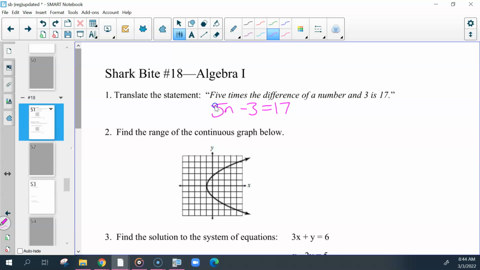Hold on. I'm going to rearrange this a little bit. Because we're multiplying 5 times the difference of, this needs to be in parentheses.